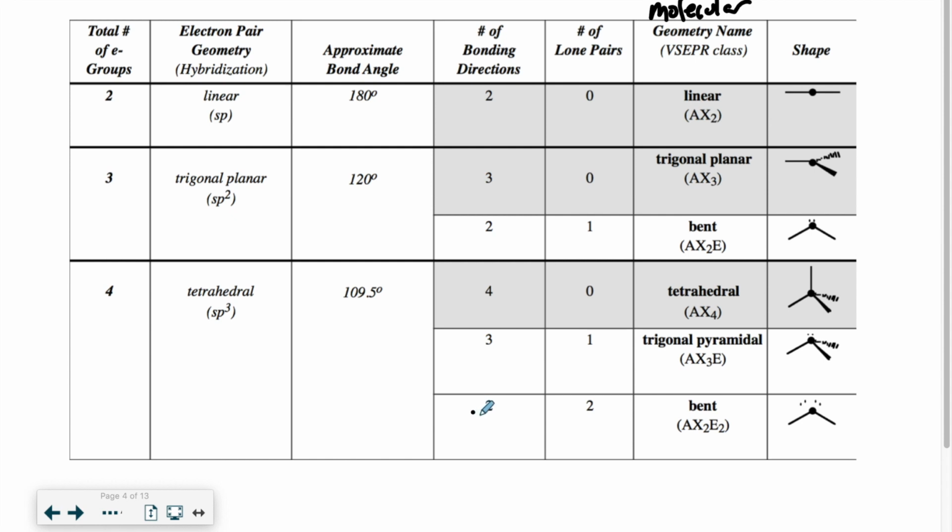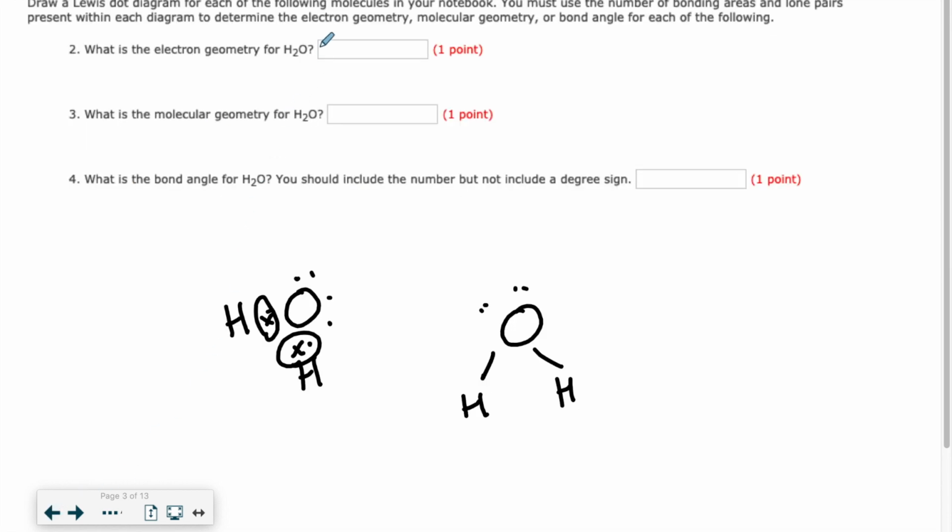So since we're going with this combination right here, it looks like we're going to have a tetrahedral electron geometry and then a bent molecular geometry. Bond angle is going to be approximately 109.5 degrees. So for this one, we have tetrahedral. This is going to be bent. And this is 109.5 degrees.